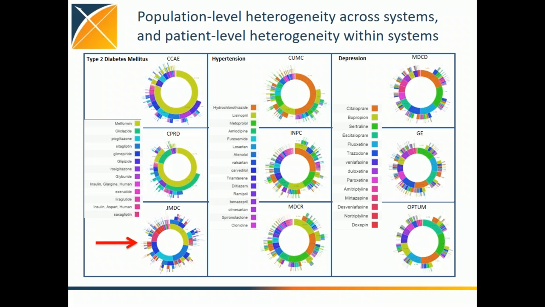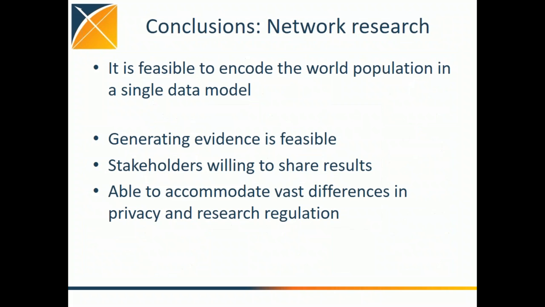Hypertension is less agreement, but still some agreement. And depression, we see the least agreement. These are 3 US databases, completely different outcomes. And that's kind of, we don't know how to treat hypertension. We don't have good guidelines of what to use first. So if you can code 7% of the world population, you could, in theory, code 100% of the world population with a voluntary network. And we were able to accommodate vast differences in privacy and research regulation. Germany's laws and South Korea's laws are very, very different in privacy.